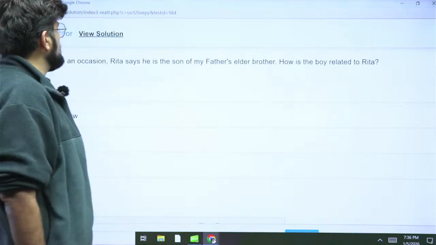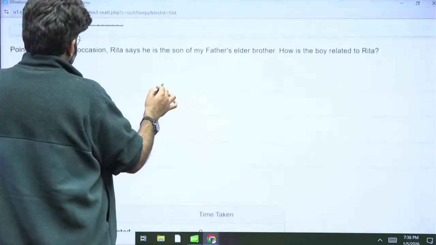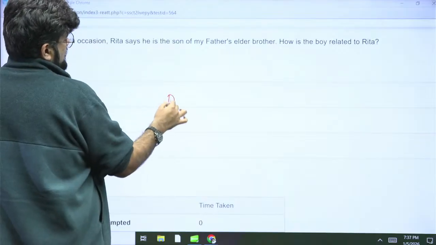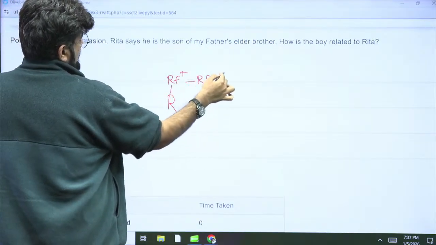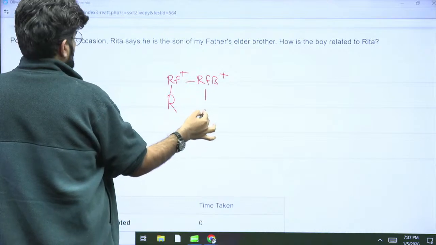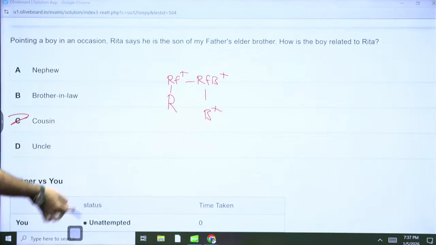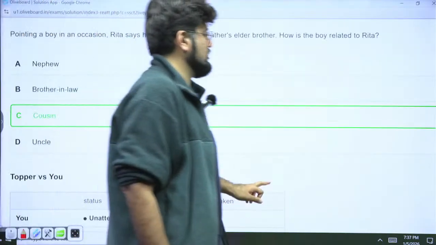Pointing at a boy on an occasion, Rita says he is the son of my father's, Rita's father's elder brother. He is the son. How is the boy related to Rita? Cousin. Very easy question. You didn't even have to draw this. You could have done it right away. 25 seconds. Good. That's decent.